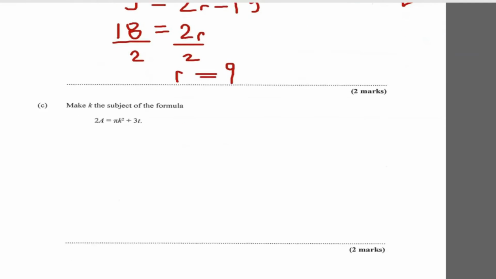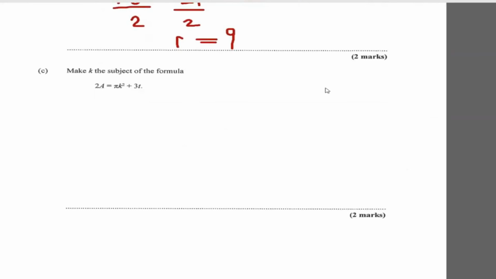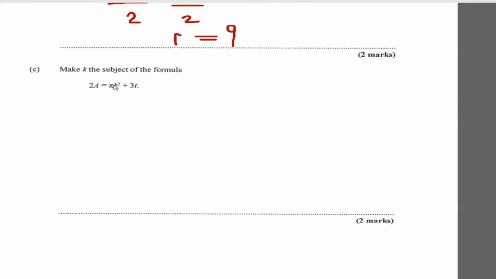Now, part C. We're going to look at this question. It says, make k the subject of the formula. This topic in CSEC mathematics is known as transposition. So we're looking at transposition right here. 2a is pi times k squared plus 3t.